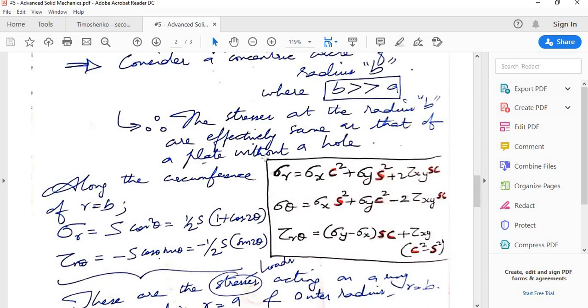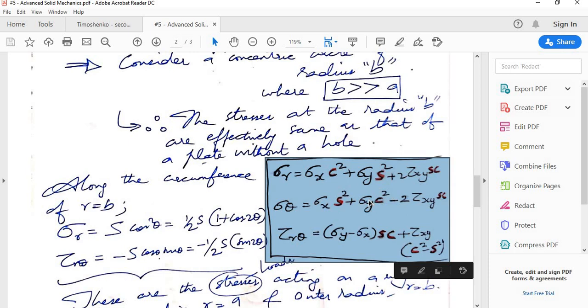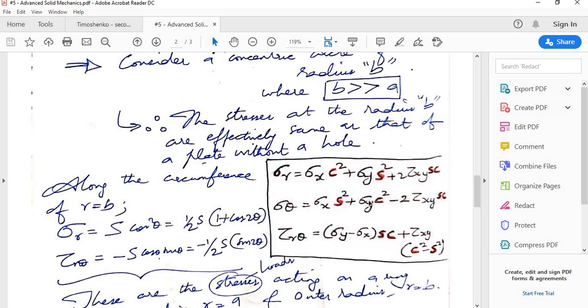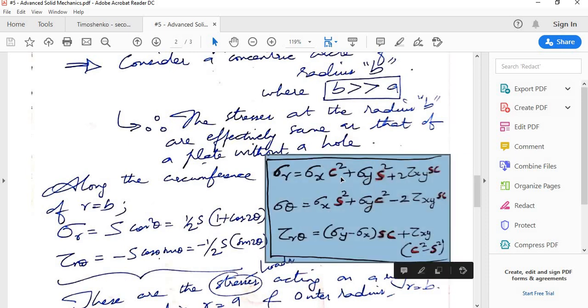For that we will use the relationship between stresses in the polar coordinate system and stresses in the Cartesian coordinate system, which we used when we derived the equations involving polar coordinates. You can refer back to my notes. So this is the expression here.